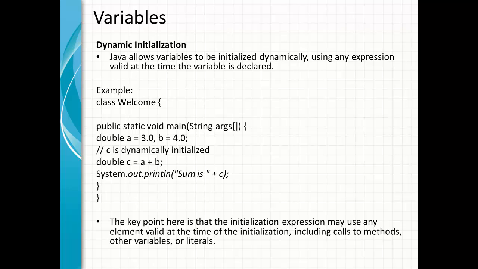Sometimes we initialize a couple of variables, but initialization can happen dynamically also, at runtime. How does that happen? Let us read this. It says Java allows variables to be initialized dynamically using an expression valid at the time the variable is declared. For example, look at this program. This is our first program. Now I define one variable a of double type, 3.0, and then there is another variable b equal to 4.0.